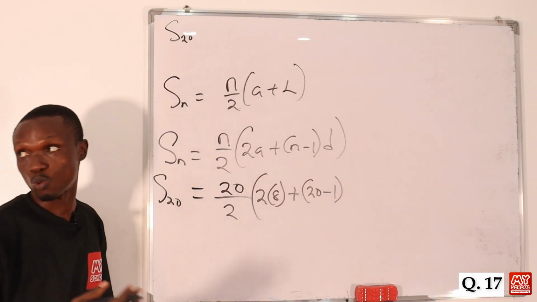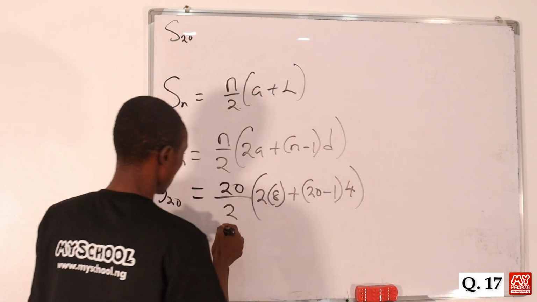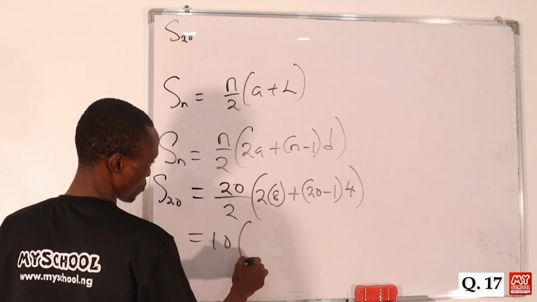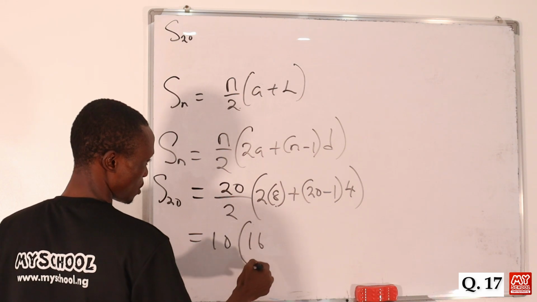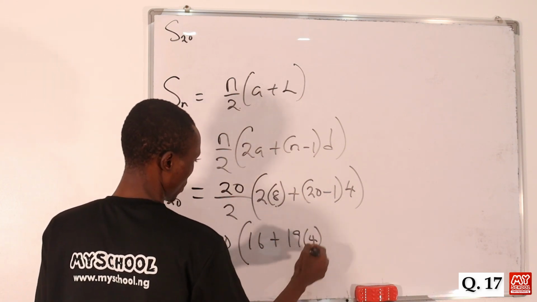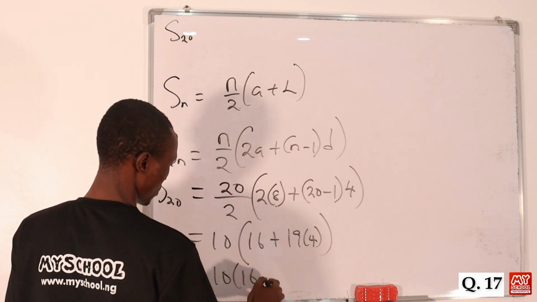Then the common difference will be 12 minus 8, which is 4. So we tidy up this place and divide. Here we'll have 10 in bracket, this will give us 16, then plus 19 times 4, in bracket. So here we'll have our 10, here our 16, then plus.